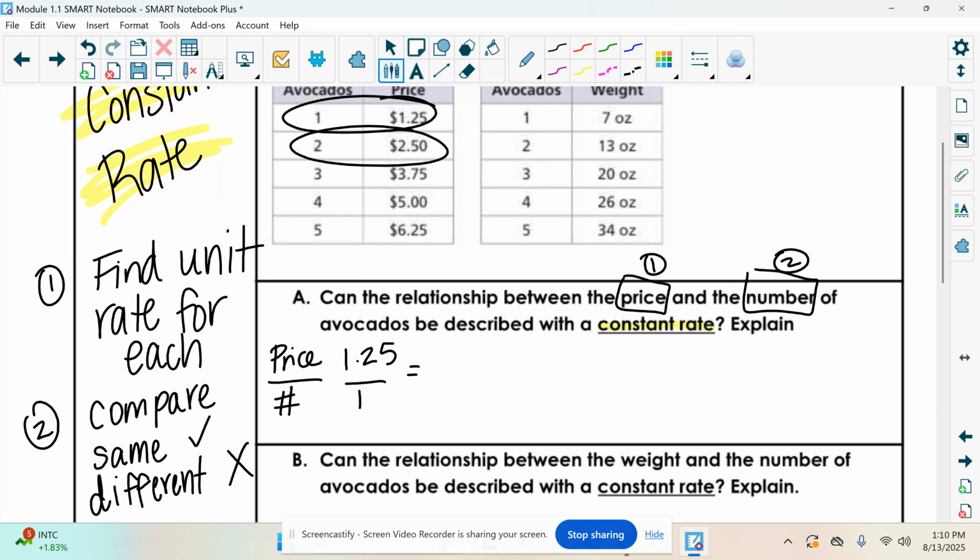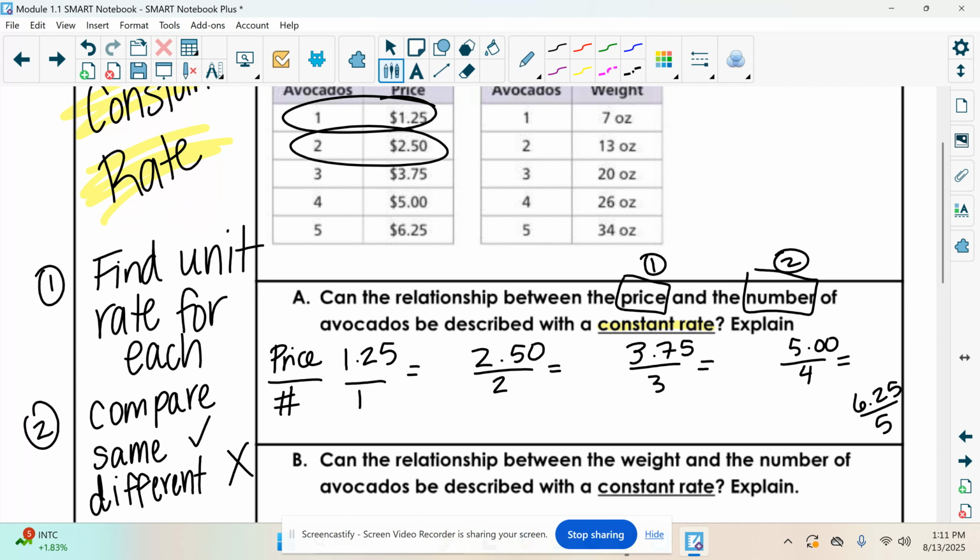Michael, put that in your calculator, find the answer. We've got $2.50 over 2. Skylar, put that in your calculator and find that answer. We've got $3.75 over 3. Tinley, put that in your calculator and find it. You've got $5 over 4. Kari, you do that one. Kaylee, you do $6.25 over 5.